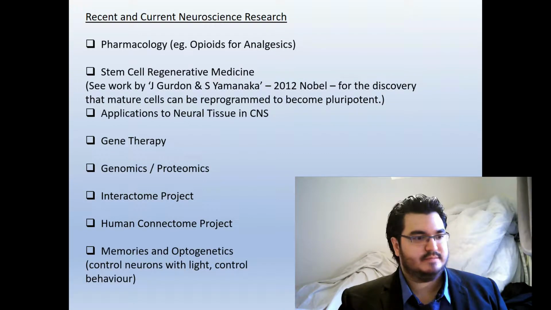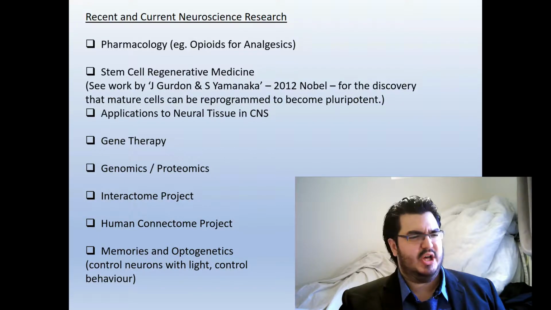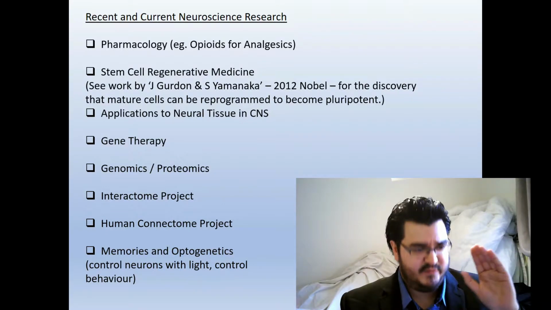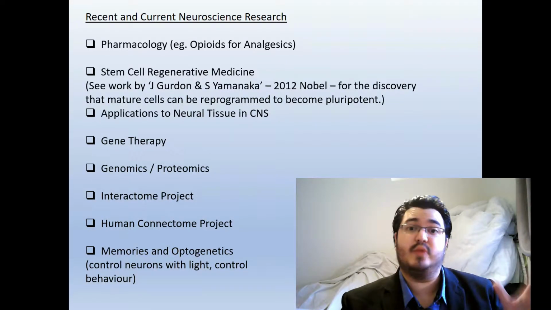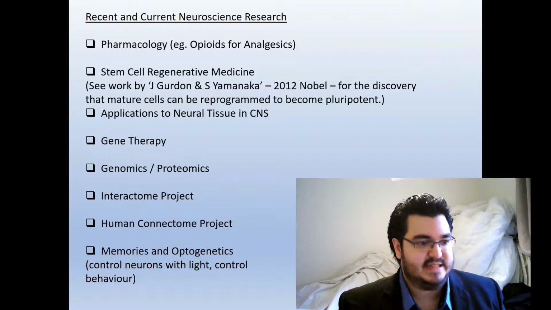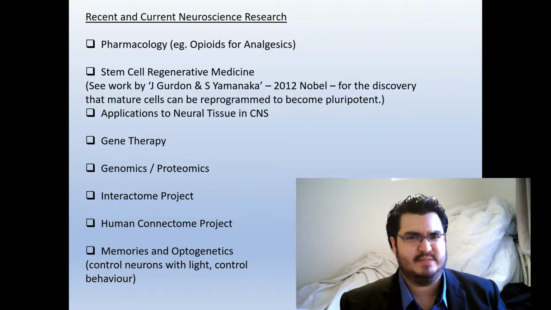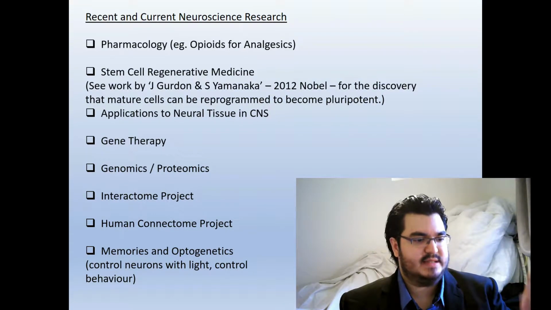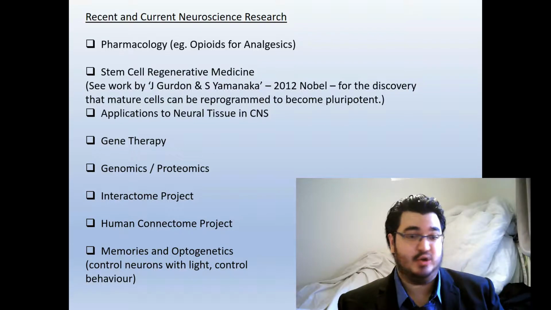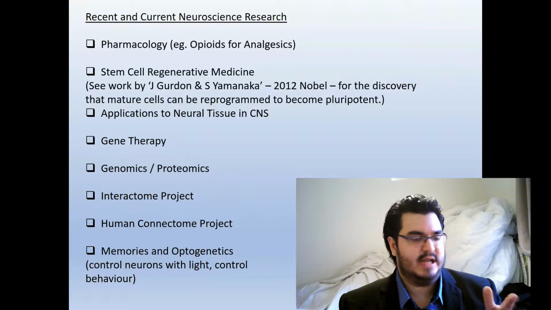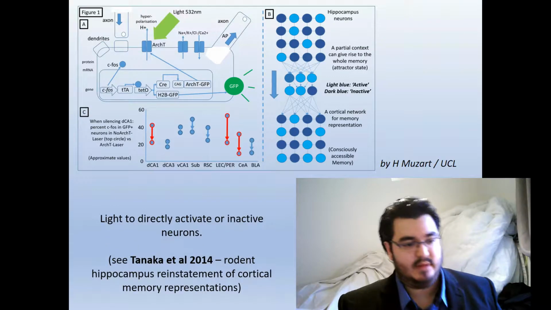The other thing is recent and current neuroscience research, very interesting. If you're interested in this, please look these up. We have developments in pharmacology over the past 10-20 years, and what's happening right now is very exciting. We have stem cell regeneration of neurons, very exciting stuff. Gene therapy, which should have progressed more, but still good things in gene therapy happening. Genomics, proteomics, the Interactome project, the Human Connectome project. Please Google Human Connectome project, and there's probably YouTube videos on it. Look that up. Memories and optogenetics, that is very interesting.